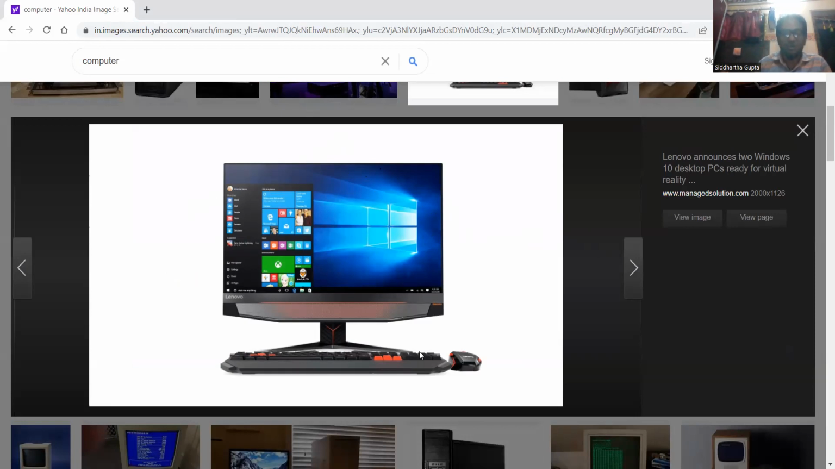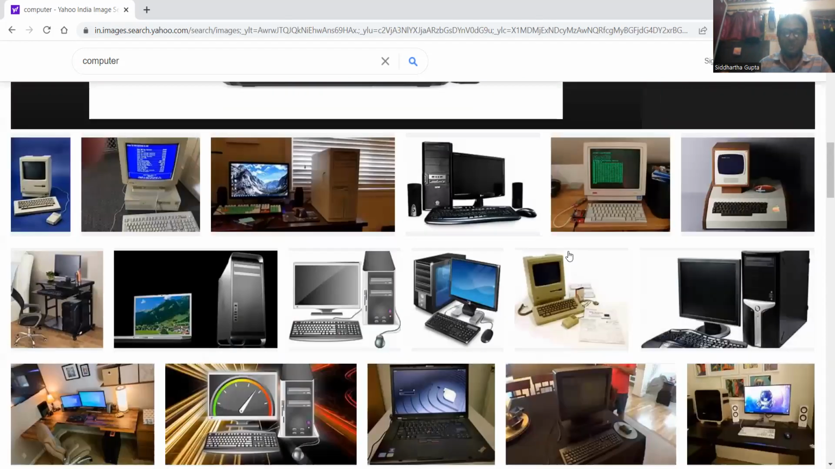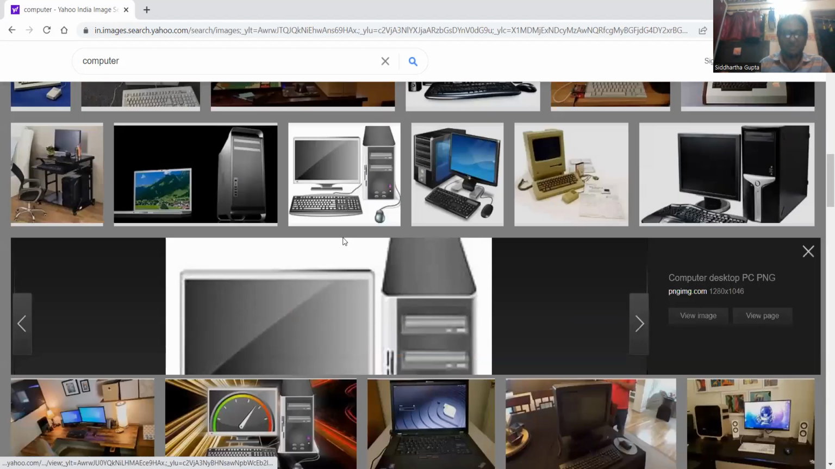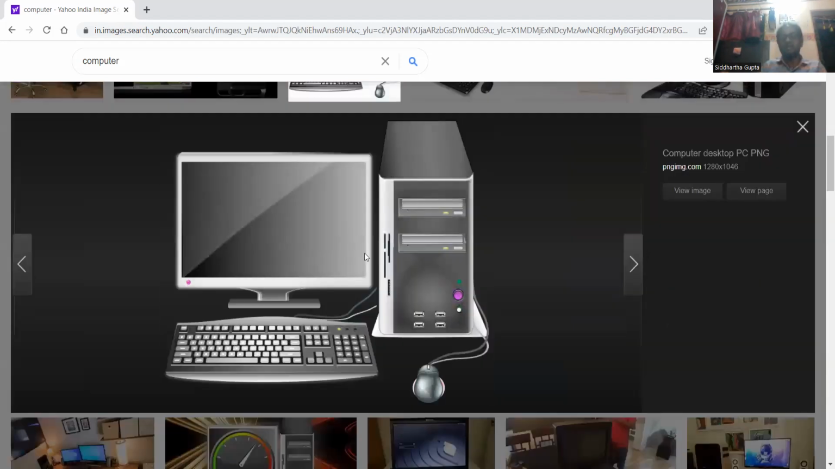Now you can also see this keyboard. And after that, you can see the mouse as well. Similarly, there are lots of other components of a computer. I think this is the proper way to understand the computer. You can see that there is one screen. This is called the monitor. Similarly, this is called the keyboard.